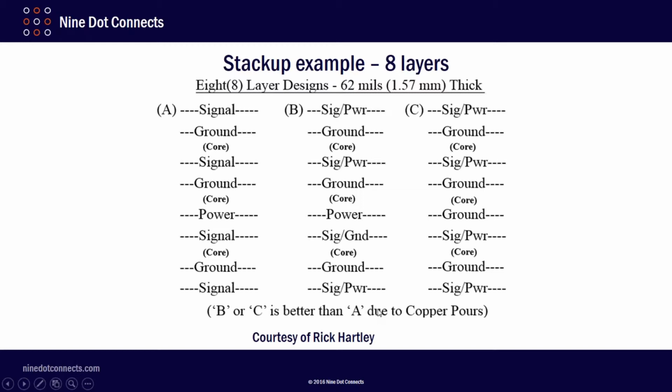So when you're dealing with high-speed designs and you're trying to minimize your EMI, you want to contain your fields. And if you contain your fields by keeping pores available, that's the way to do it. And so therefore B and C is better.